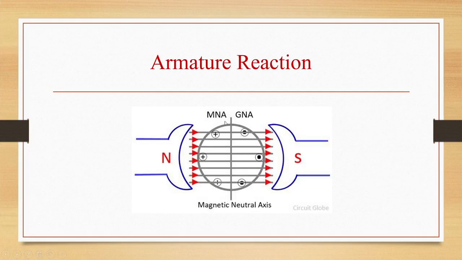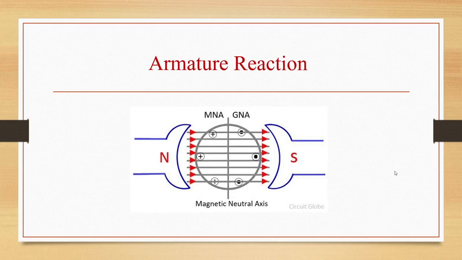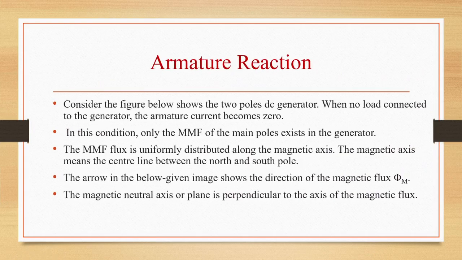So this is the geometric neutral axis and magnetic neutral axis. Both are coinciding when there is no load applied. So let us consider this figure, which is showing a two-pole DC generator. When no load is connected to the generator, armature current becomes zero. In this condition, only the MMF of the main poles exists in the generator. The MMF flux is uniformly distributed along the magnetic axis, and the magnetic axis means the center line between the north and south pole.